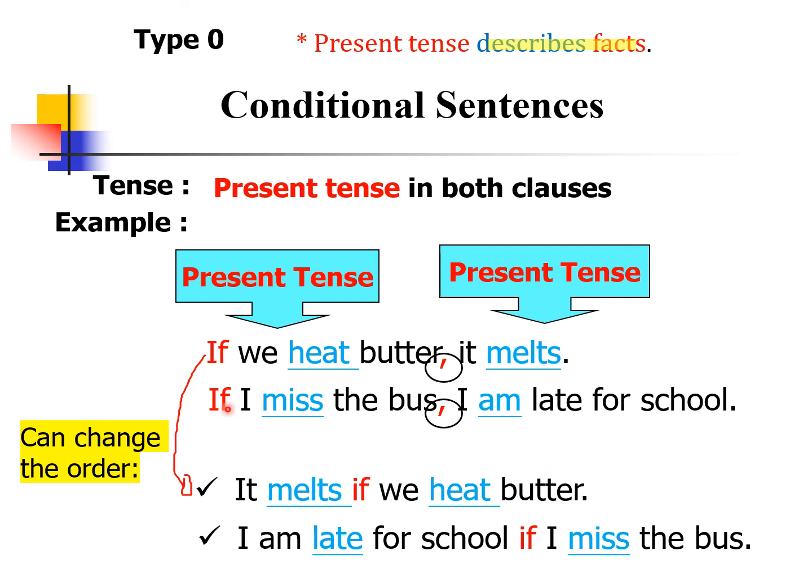So what about this one? If I miss the bus, comma, I am late for school. If I want to put this main clause at the beginning of the sentence, it will become: I am late for school if I miss the bus, full stop. So this is how you can write a conditional sentence. You can change the order of the if clause and the main clause here.